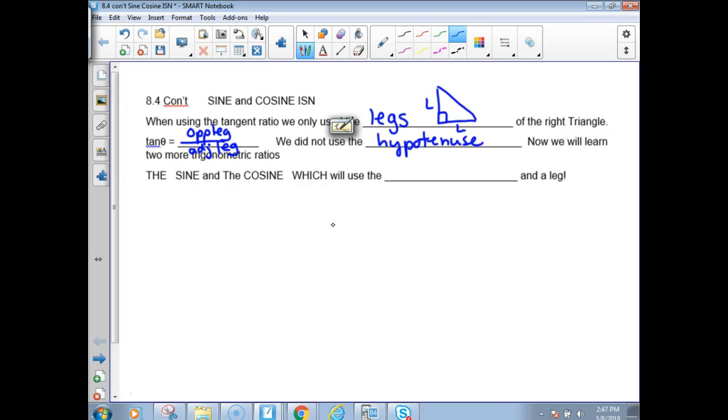Now we're going to learn the other two trigonometric functions, or just two more of them. There's actually 6. The sine and the cosine are the ones we're going to learn today, and we're going to add them into knowing also. We need to know the tangent as well still today. The sine and the cosine will use the hypotenuse and a leg. Okay, so it's going to be hypotenuse and the leg involved in the sine and cosine.